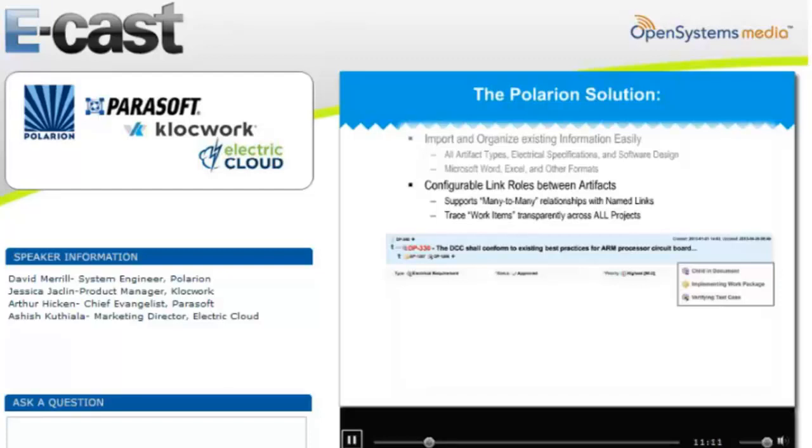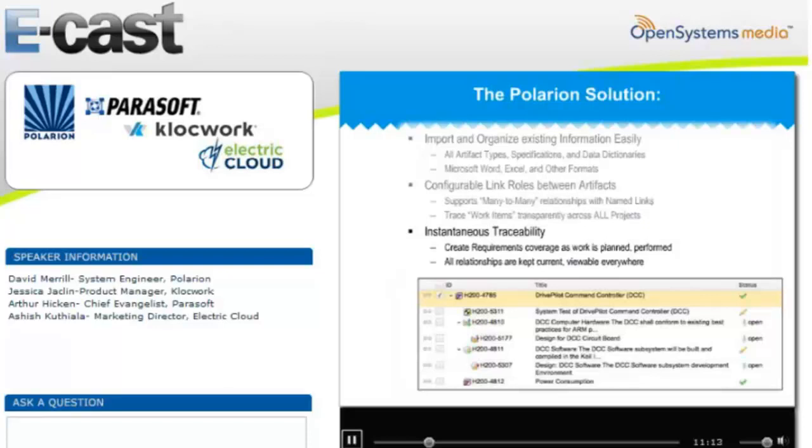The Polarian solution provides instantaneous traceability so that as I create requirements, when they're available, other stakeholders in the process can operate and act on that requirement, breaking it down into individual disciplines and components, as well as creating test cases and controlling the tasks necessary to produce this. And at any time, the impact of change can be visualized through this traceability.